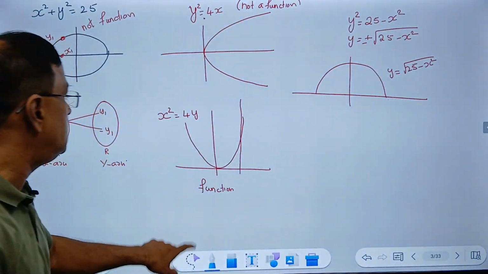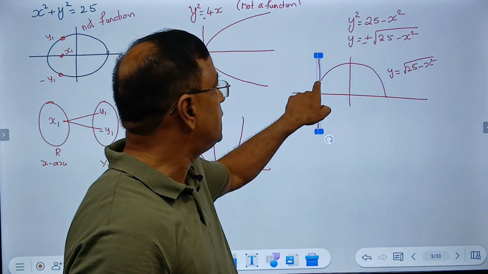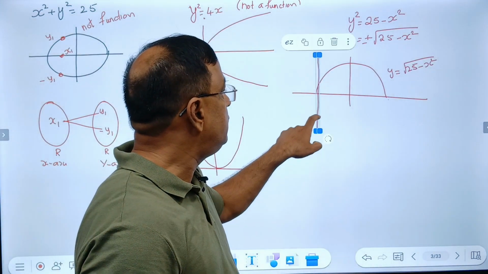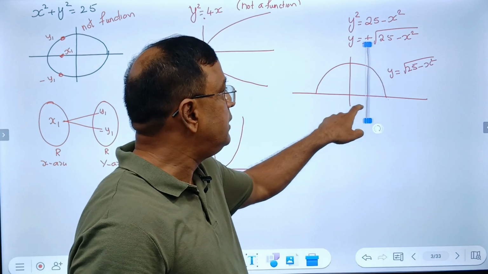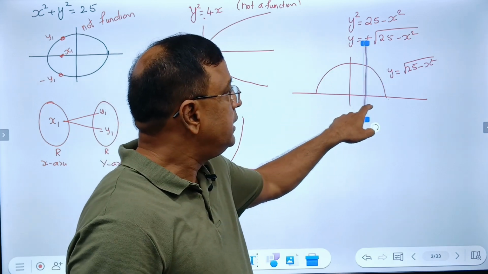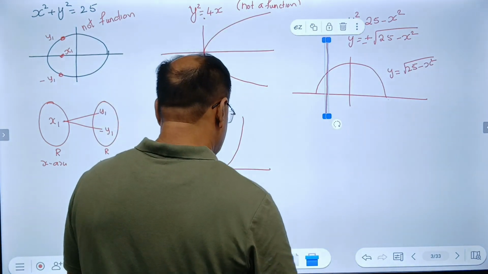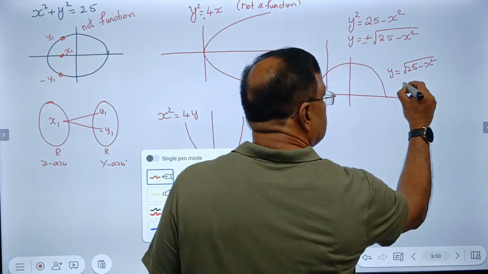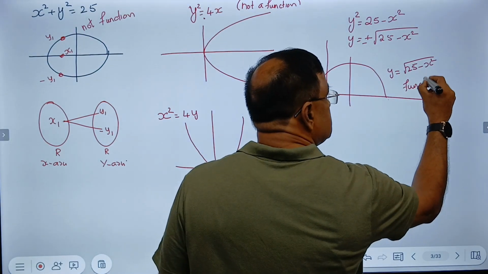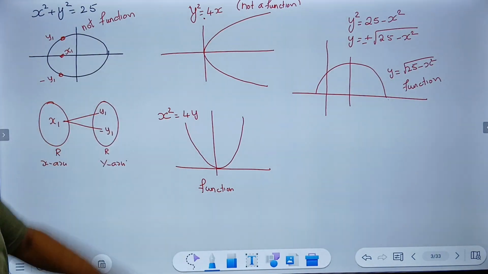Now you can see clearly what happens to the vertical line. When I move this vertical line, wherever you move, it intersects the graph at only one point. When you keep moving it, it intersects the curve at exactly one point. Therefore, the circle is not a function, but the semicircle is a function. It satisfies the definition of function.